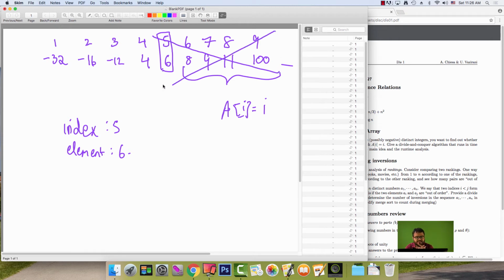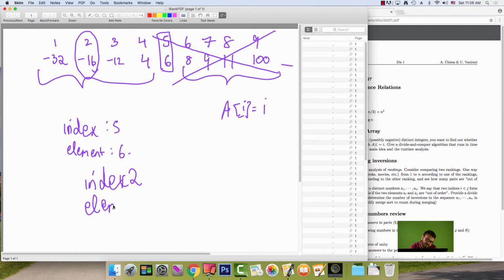Great. This is the crucial realization that you can just throw out this entire array. And now that you can do that, you have 4 elements left. This is the remaining part. Recurse. Just check the middle element. When in doubt, pick any one. We can pick this one. Now for this one, we have index 2 and element -16.